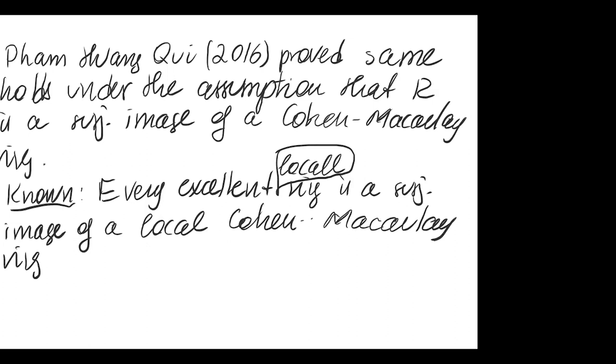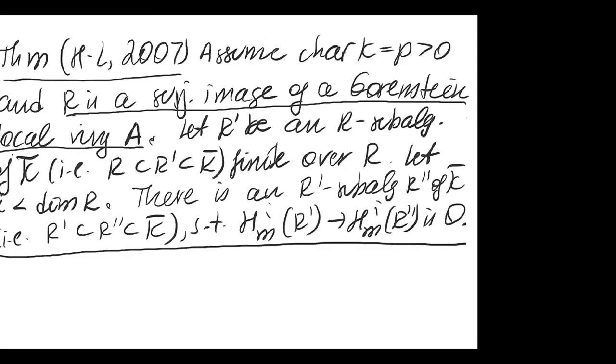So therefore, the result of Pham Hung Quy unites the two theorems, the Hochster-Huneke theorem and the Huneke-Lyubeznik theorem, in one result. The proof follows the lines of the paper by Huneke-Lyubeznik, and it provides therefore a much simpler proof of the original result of Hochster-Huneke. All right, so now let's go back to the statement of the Huneke-Lyubeznik result.